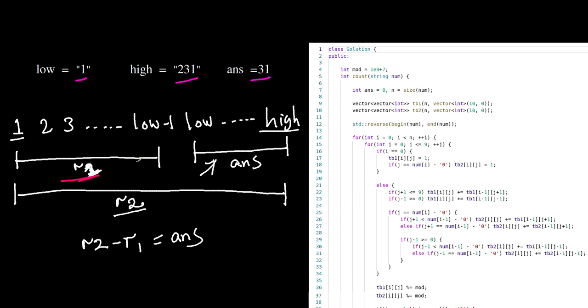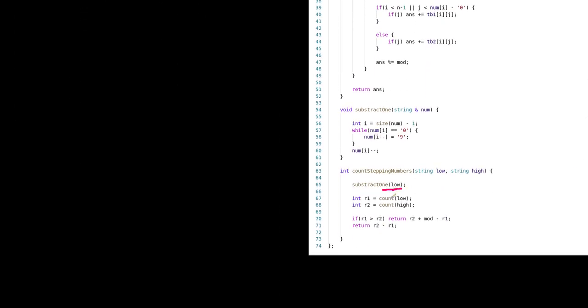And notice that to find R1, we have here low minus 1. So the first thing to do is to subtract 1 from low, and this function does that. So if we have this number 432, minus 1 returns 431. If we have a number with zeros, from right to left we replace 0 with 9 until we find a non-zero number, and we subtract 1 from it. So 400 minus 1 is 399.